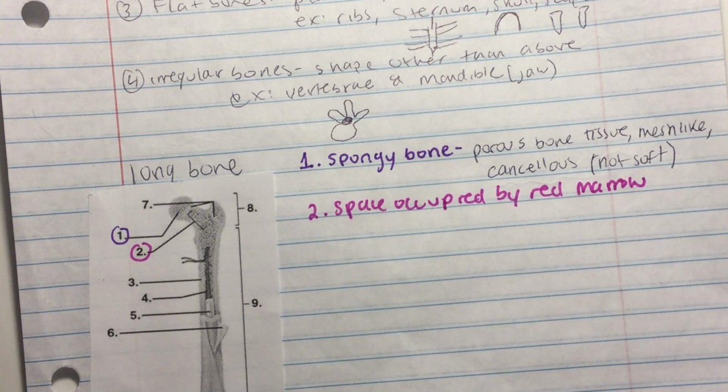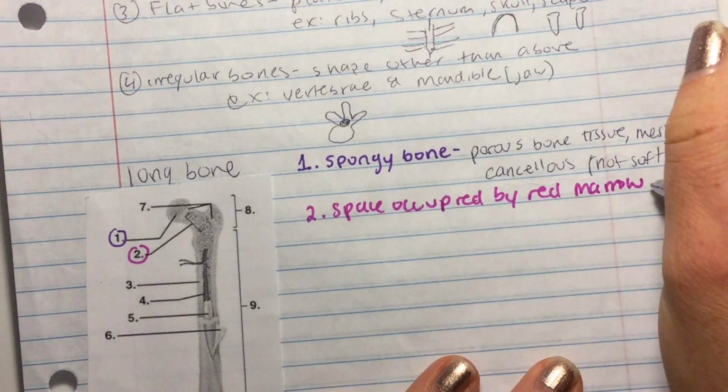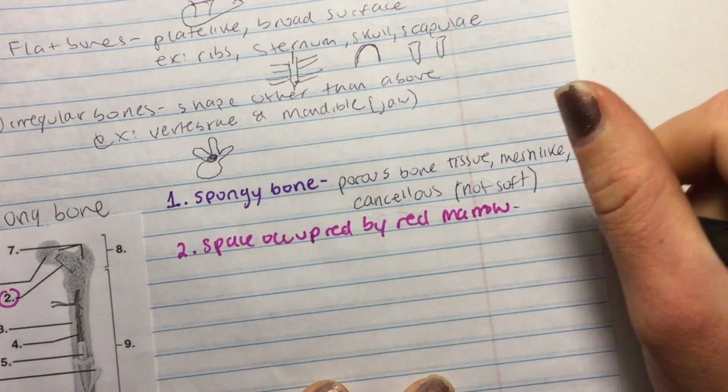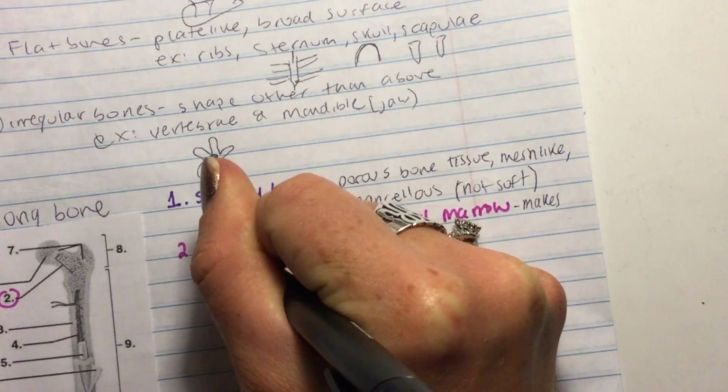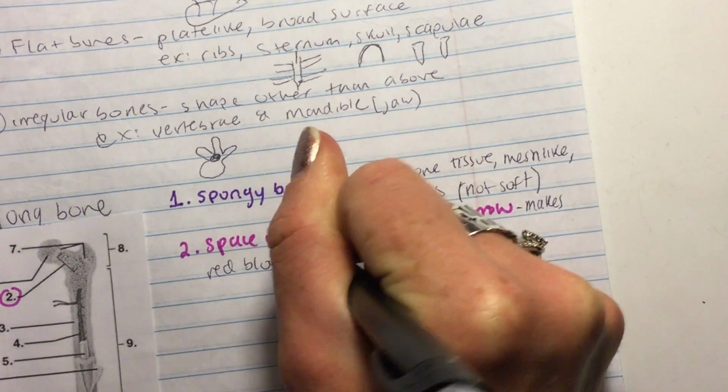We'll come back to talking about this in more depth. I guess we could write a little bit next to it. Red marrow is what makes red blood cells. So we'll add that in. Makes red blood cells.